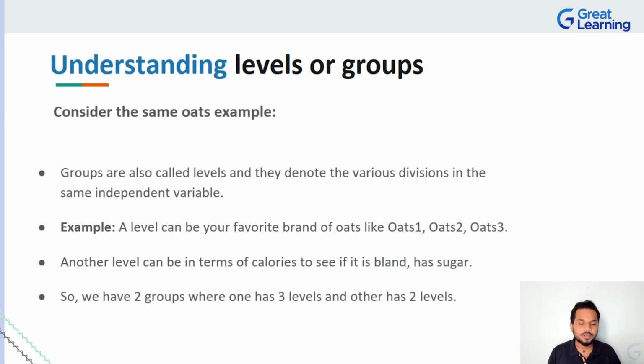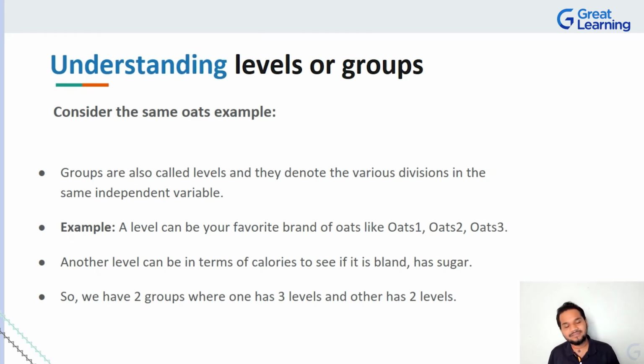Now, there's one more concept called levels, or it's usually called groups. Levels and groups mean the same thing. So basically groups denote what sort of variations there are in the same independent variable. Now, I know that sentence probably added more confusion to your learning. So let's go to the same oats example that we were discussing. Let's just say that a level in your favorite brand of oats can be oats 1, oats 2, and oats 3. There are 3 levels for your oats.